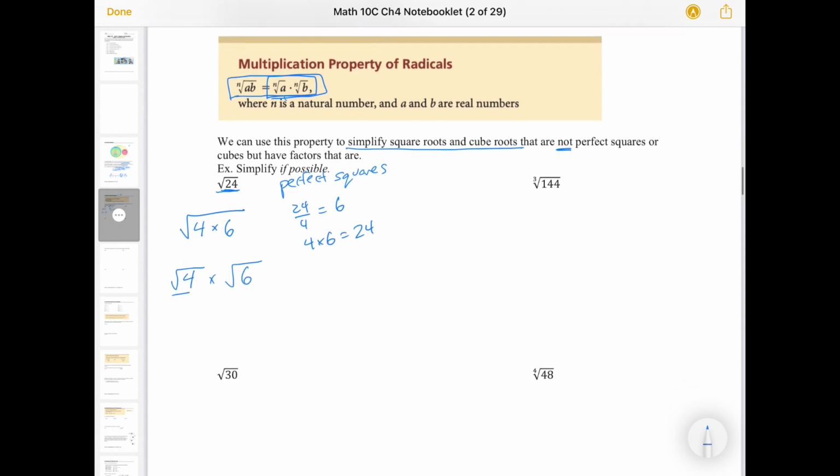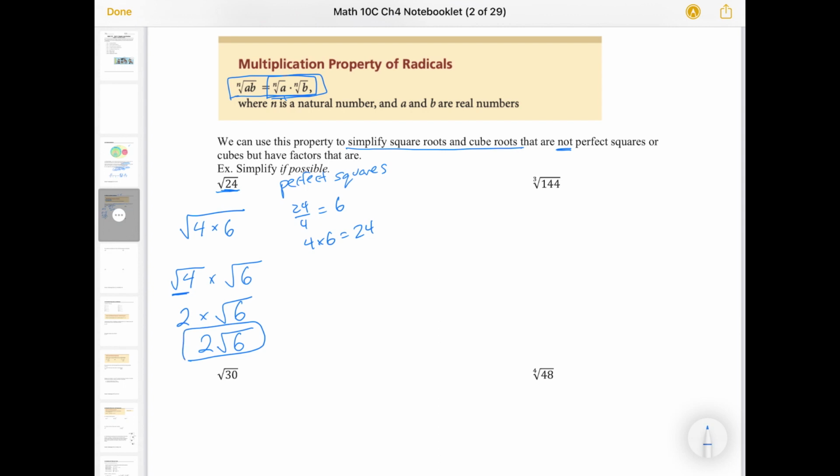Okay, well, the square root of 4 is just 2. So I can write that as 2 times the square root of 6. Or most simply, just 2 root 6. And that would be the square root of 24 simplified.